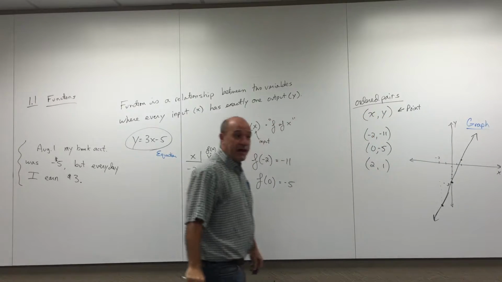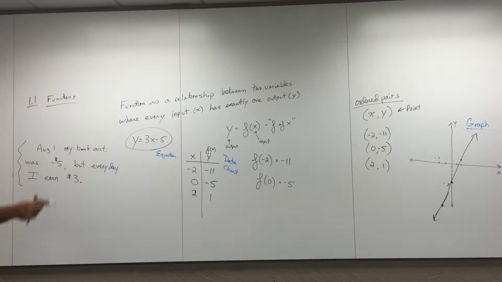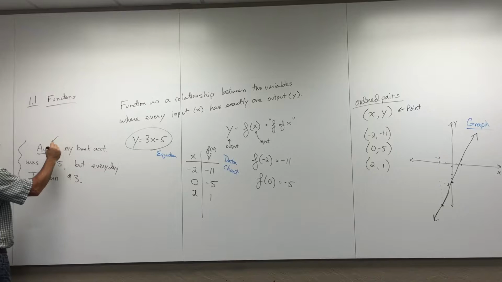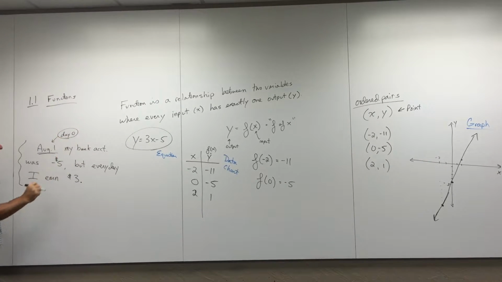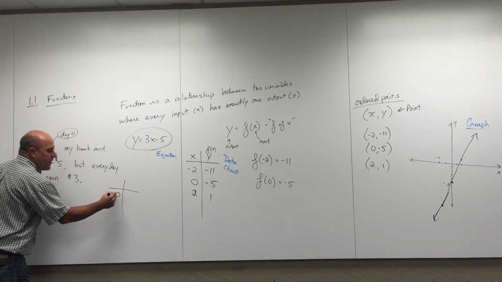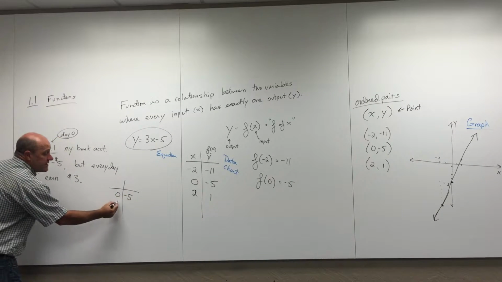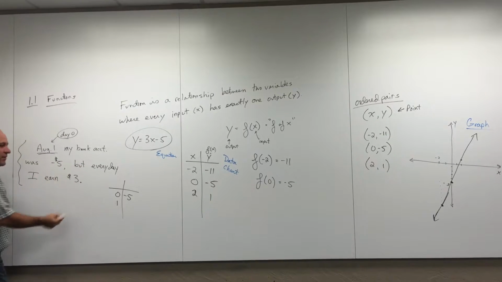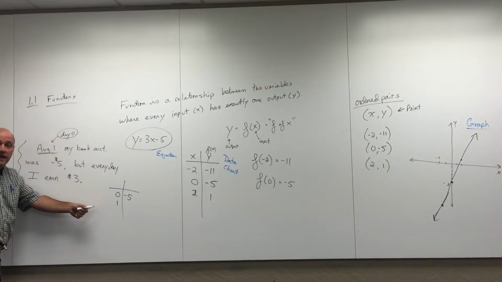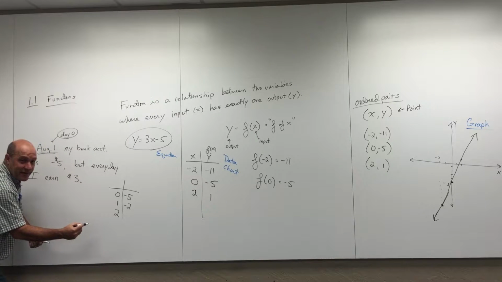And now what I just did is I wrote some words that describe this function. These words are this function. If we call August 1st day 0, that might not make sense to you, but I do. On day zero, how much money did I have in the bank? Negative $5. One day later, according to this word problem, every day I earn $3. So one day later, how much money did I have in the bank? Negative 2.